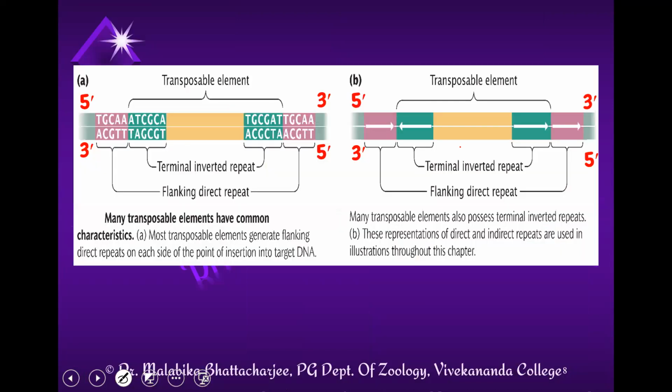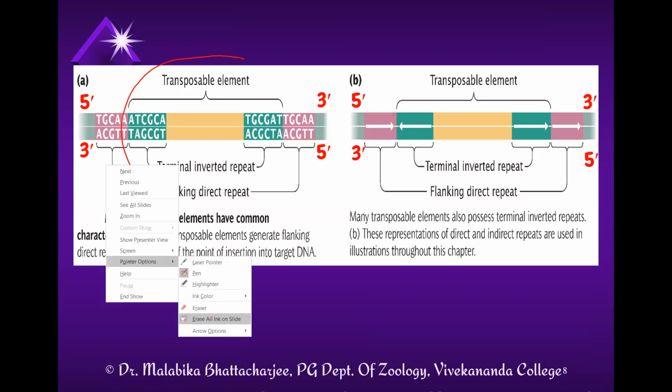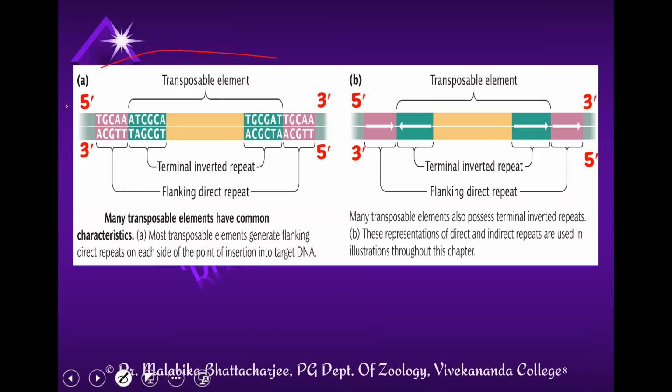Now let me come back again to the concept of direct repeats and inverted repeats. In this picture, as you can see, they have shown a transposable element. Note the strands. One strand is in the 5' to 3' direction. The other strand is also in the 5' to 3' direction.